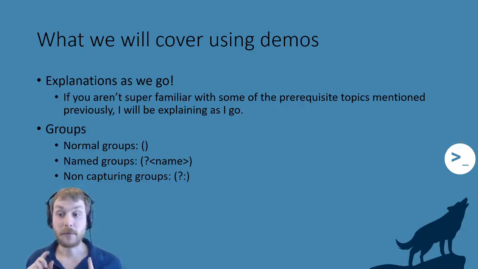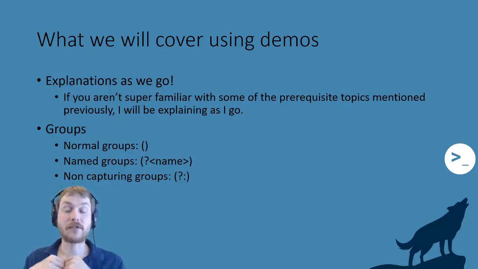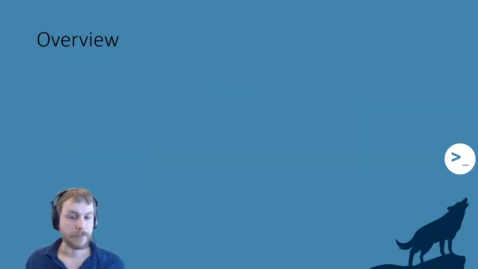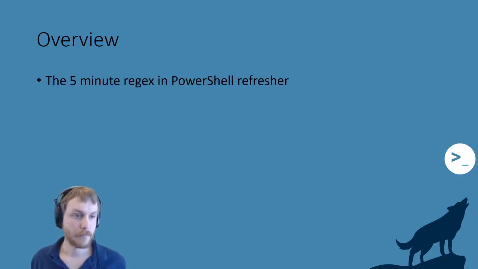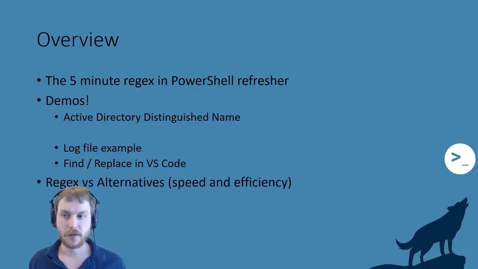Secondly, we will be talking a lot about groupings. I like to use regular expressions for more than just validating data. I also like to parse data using regular expressions, and we'll get into the types of grouping. So quickly, what we will be covering: we'll have a quick 5 minutes, it'll be a long 5 minute regex in PowerShell refresher. We'll cover some demos, specifically talking about the Active Directory distinguished name, the log file example, finding and replacing in VS Code, as well as regex versus the alternatives.